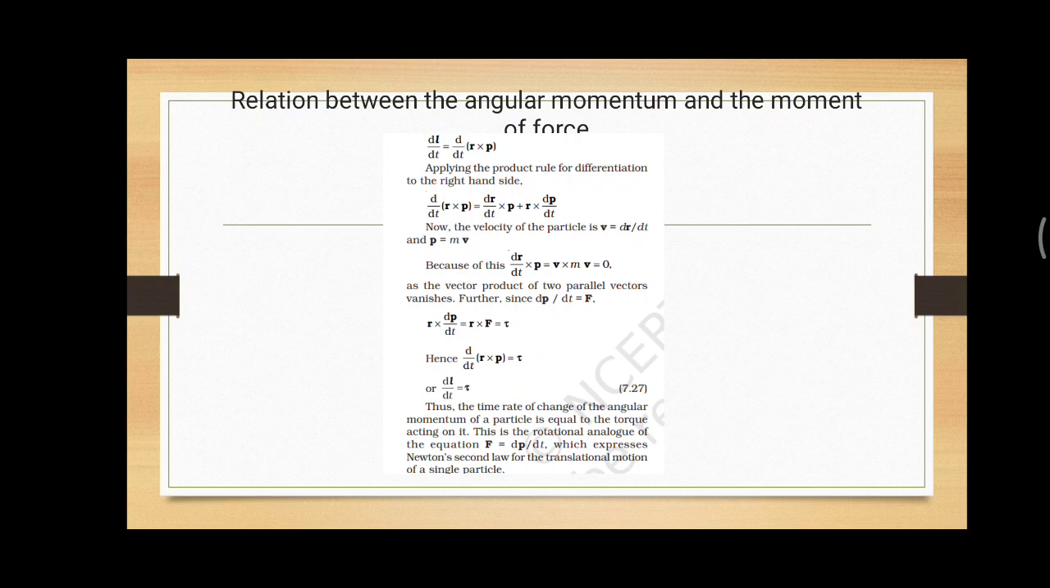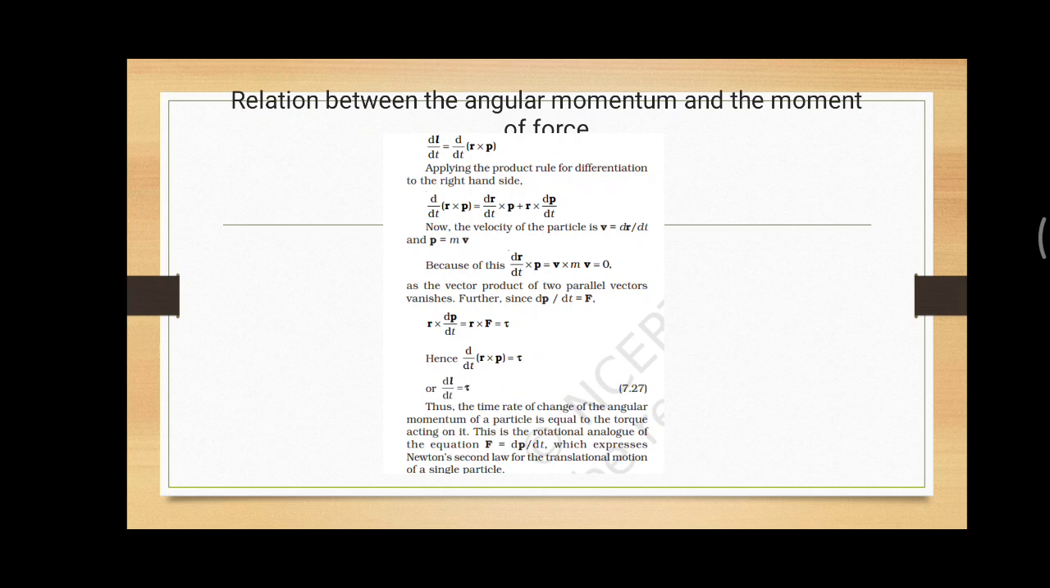Okay. So you can compare this with d by dt of a into b. If such a term is given, where a and b are both functions of time, then the equation will be d by dt of a into b plus a into d by dt of b. So here dr by dt is v, and p is equal to m into v. So first you have to consider this one.